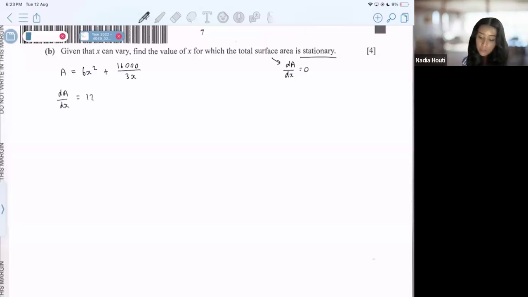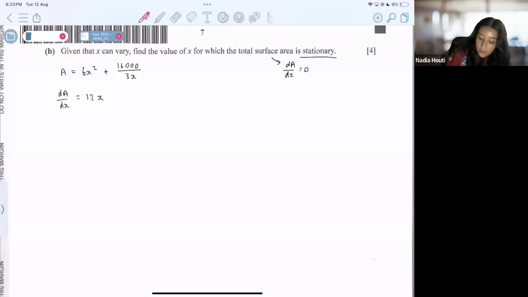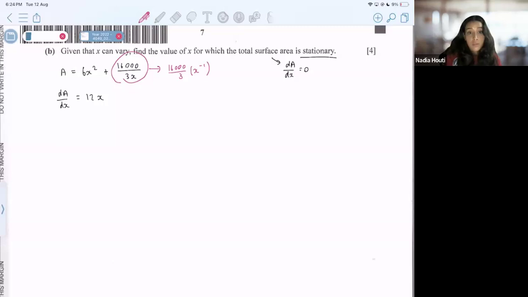You bring down the 2, multiply it by the 6 to get 12, and your power reduces by 1. And this 16,000 over 3x is the same as 16,000 over 3 times x to the power of -1. X to the power of -1 is 1 over x, so it's the same as 16,000 over 3x.